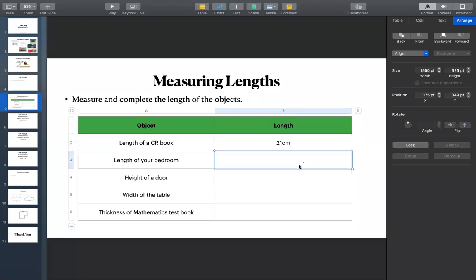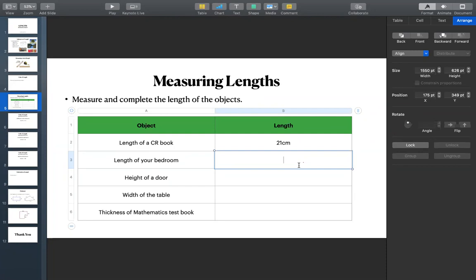Then, Rifki, tell me the length of your bedroom. 82 meters? No. 82 centimeters. Your bedroom or your bed? My bed. I asked you to measure the length of your bedroom. Oh no, it's fine. You can write length of your bed. Cut the word room.